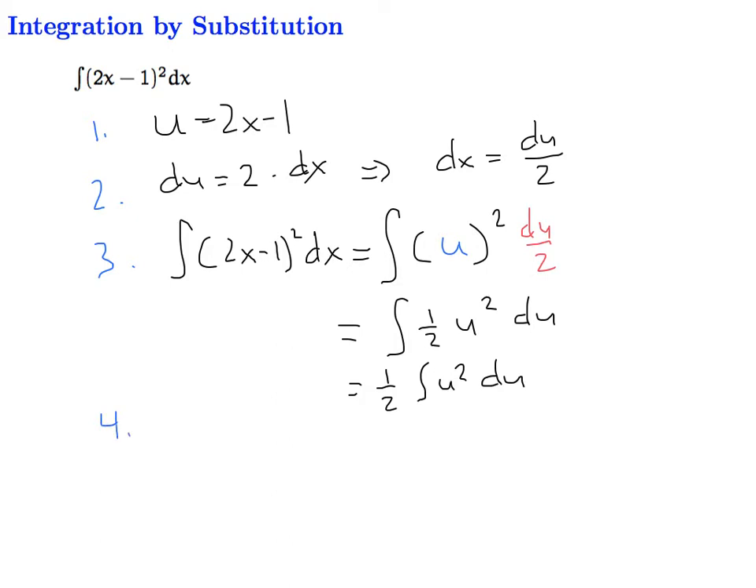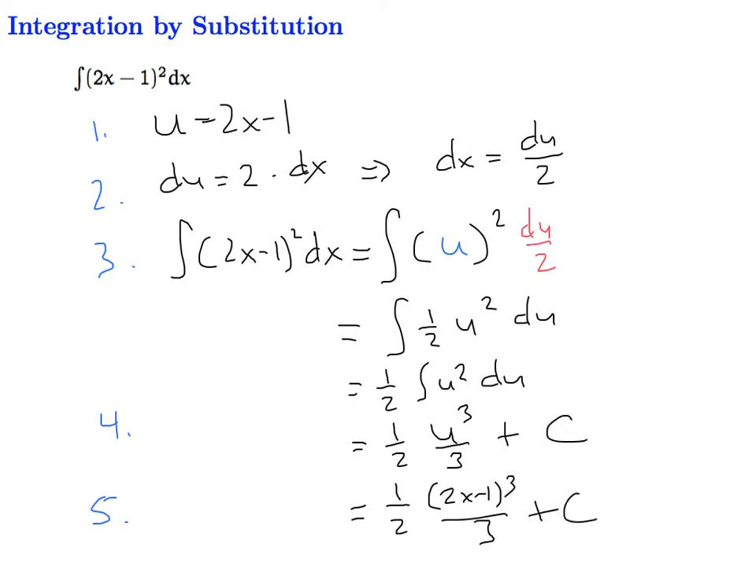Step 4, I'm going to attempt to compute this integral. Well, I remember my power rule says that this needs to be u cubed over 3. I add 1 to my exponent and divide by the new exponent, plus c. And finally, step 5 says replace everything back in terms of my original x. So I can replace u with 2x minus 1. So I'm able to compute these integrals relatively quickly and easily, and it's going to save a lot of work, especially when we get to more difficult things.